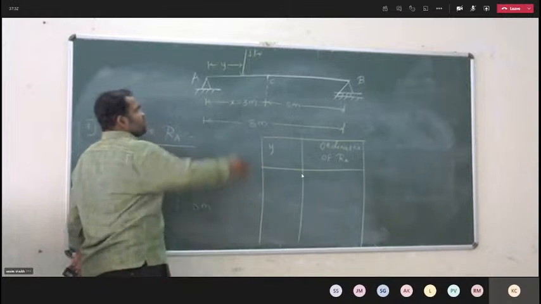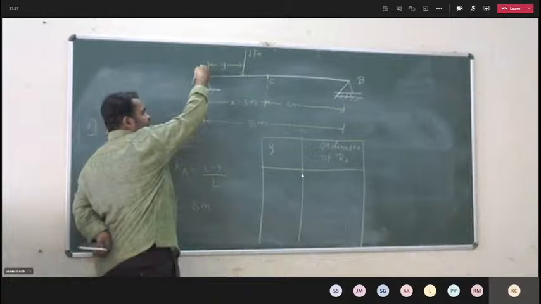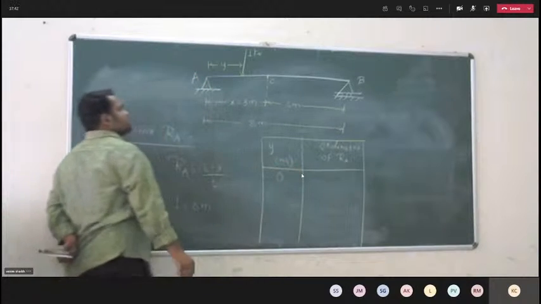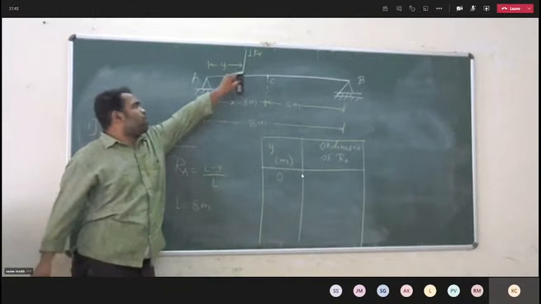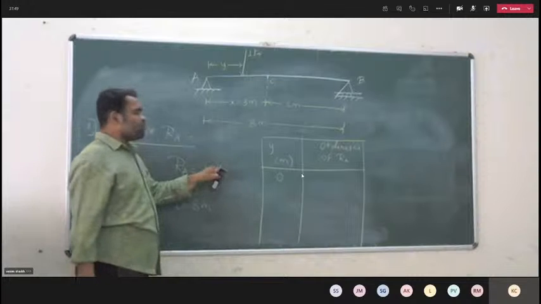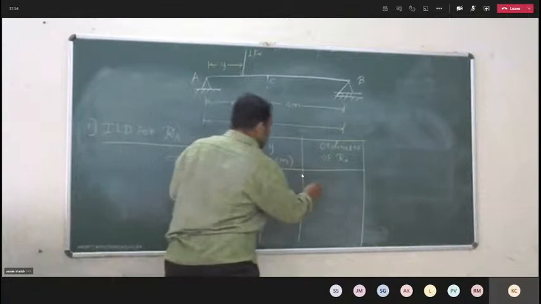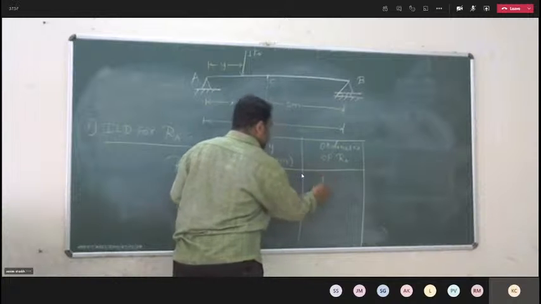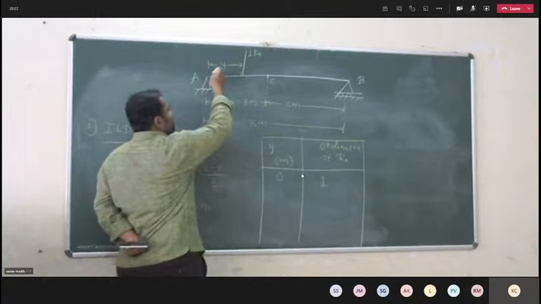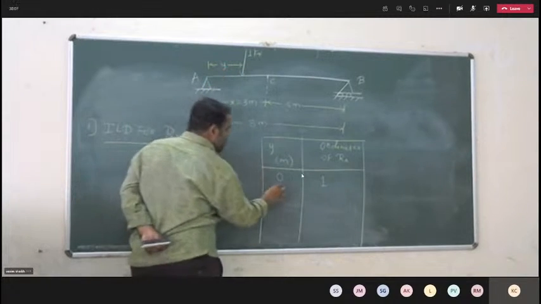So now, if I am putting the 1 kN of the unit load at the support A, so Y is equal to 0, in meter. Putting the value of Y in this equation of RA, so Y is 0, so RA ordinate is 1. Right? Similarly, if I am putting the unit load at a distance of 1 meter, so Y is equal to 1.